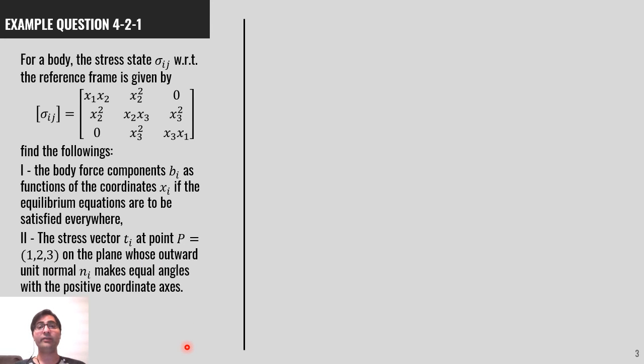Let's have an example. For a body, the stress state sigma with respect to the reference frame is given by sigma: x1 x2, x2 squared, 0; x2 squared, x2 x3, x3 squared; 0, x3 squared, x3 x1. You see that the stress tensor is symmetric. Find the followings. First, the body force components bi as functions of the coordinates x if the equilibrium equations are to be satisfied everywhere.